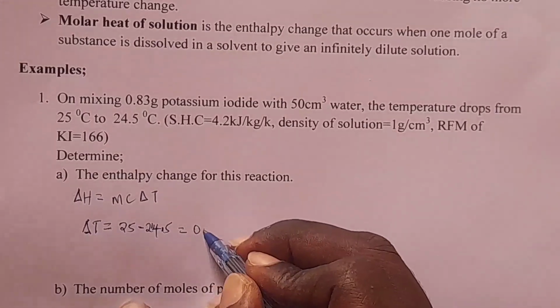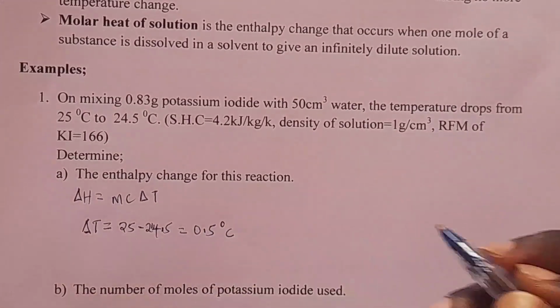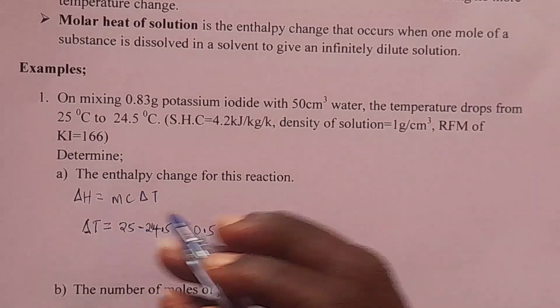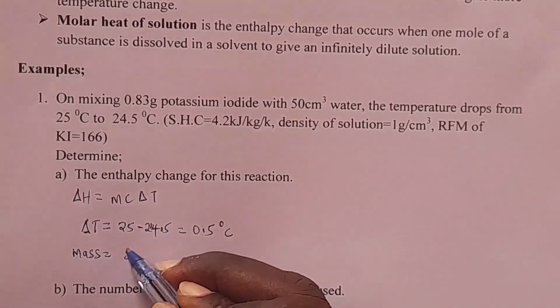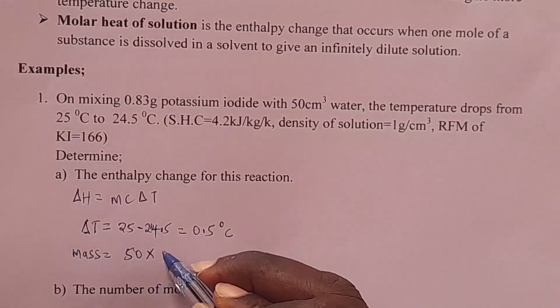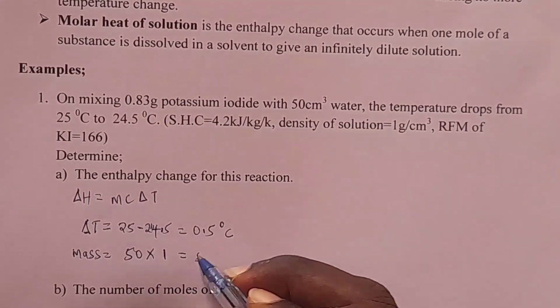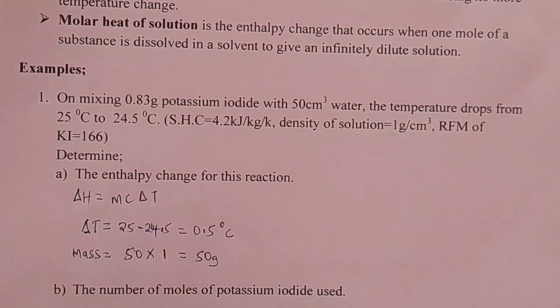Here we are going to get 0.5 degrees Celsius. Next, we are supposed to get our mass, and here mass is given by volume, which is 50, times the density of water, which is 1, which is given. So here I'm going to have 50 gram.